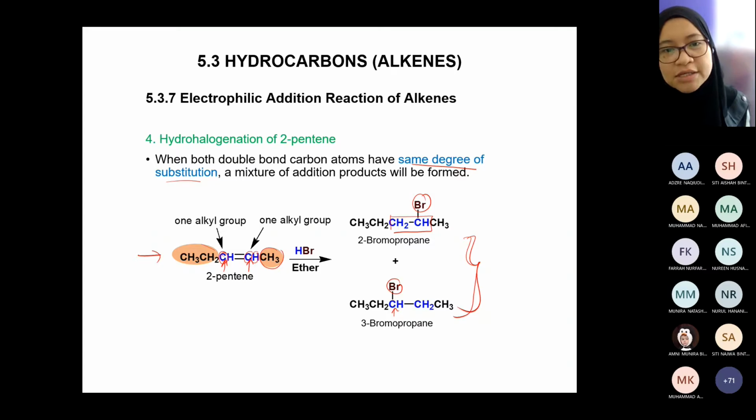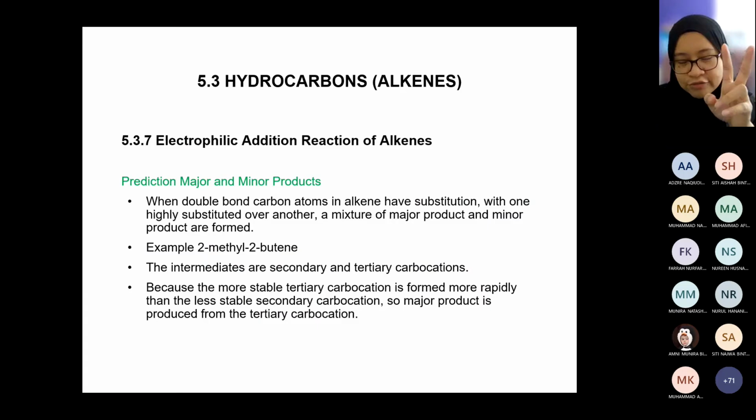Kalau case ni dia samalah, mixture of addition product will be formed. Dia akan sama. Tapi ada keadaan yang rasanya saya tercakap, remember tadi yang tertiary dengan secondary tadi kan. Yang itu bukan case yang ni. Yang ni ini case di mana dia dua-dua same degree of substitution. Yang saya cakap tertiary dengan secondary tu dekat sini. Terawal pula. Okay. Prediction major and minor product.